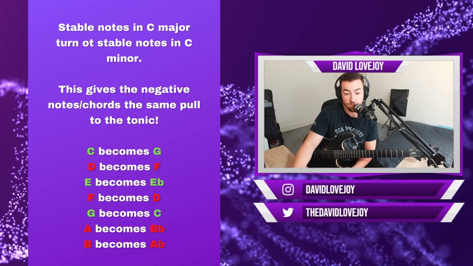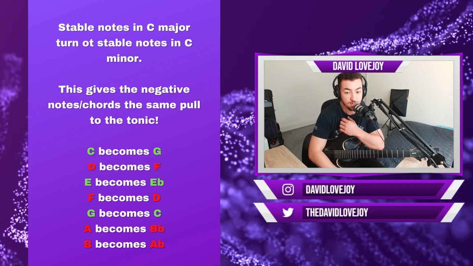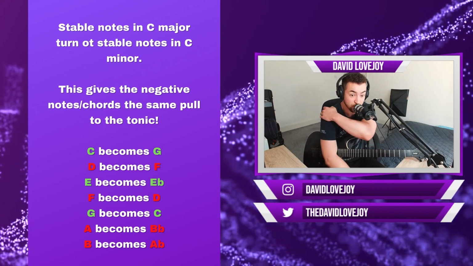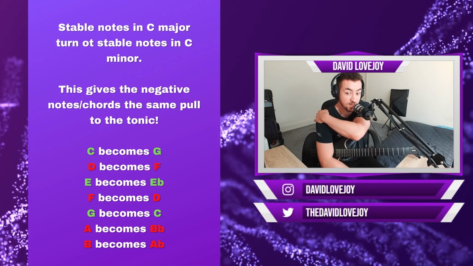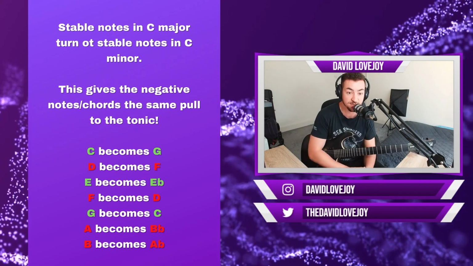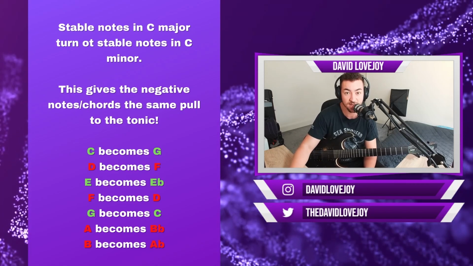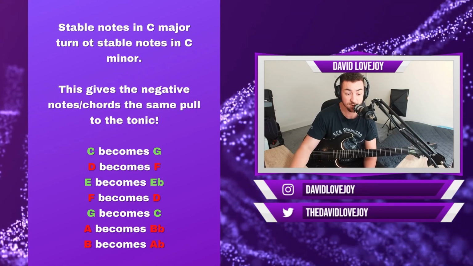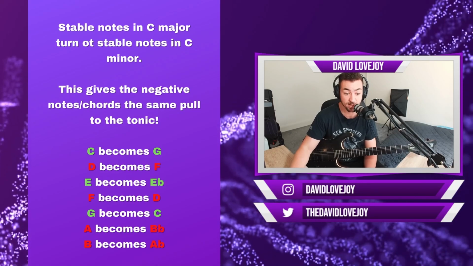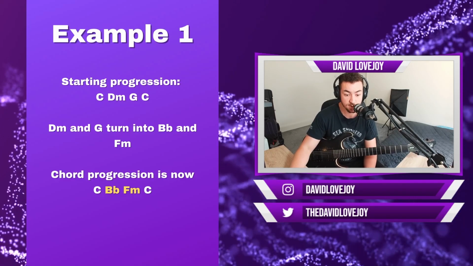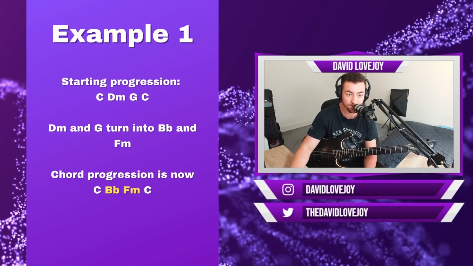All right. The notes in the negative C major scale, which is what we get when we turn the major scale into the negative counterparts, are also the notes in C minor. I don't think I mentioned that fully. So it's basically like we're switching between C major and C minor. All right. So let's take a look at example number 1.